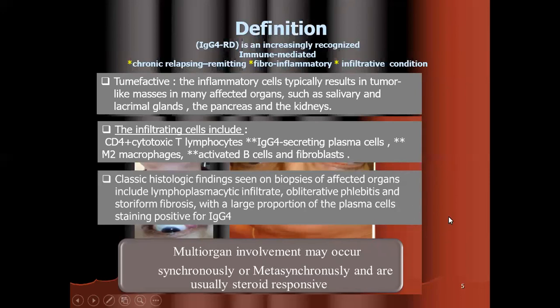So, to summarize the definition, it is a chronic, relapsing, remitting, fibroinflammatory infiltration characterized by active infiltrating cells, phlebitis and fibrosis.